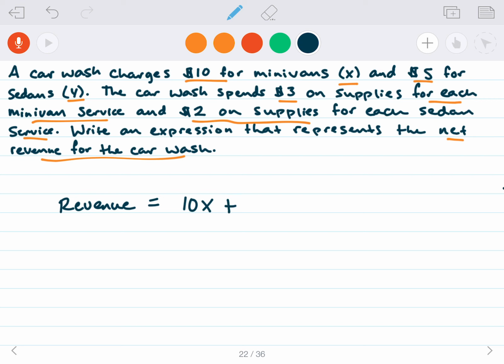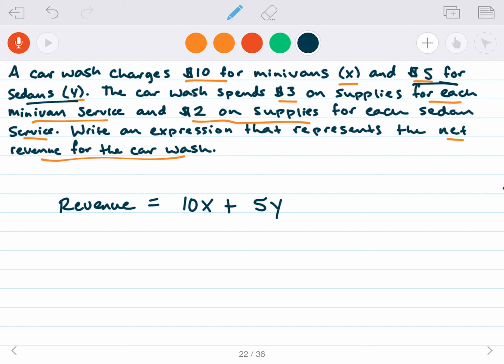Plus $5 for sedans. So this is going to be 5 times Y, because we're told that however many sedans come through the car wash, we are going to call that Y. Additionally, it spends $3 for each minivan service.